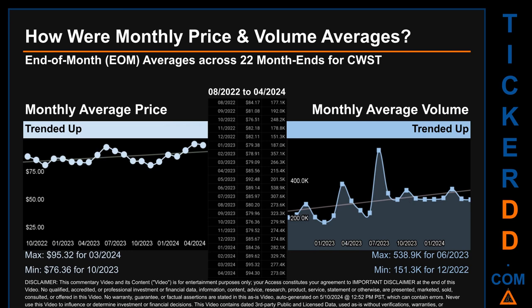The maximum end-of-month average price was $95.32 for 03/2024, while the minimum was $76.36 for 10/2023. Looking at volume, 06/2023 and 12/2020 respectively saw the highest and lowest monthly average volume at 538.9 thousand and 151.3 thousand.